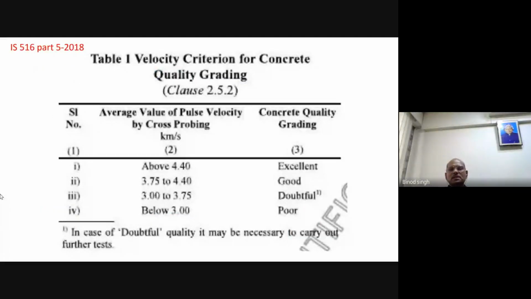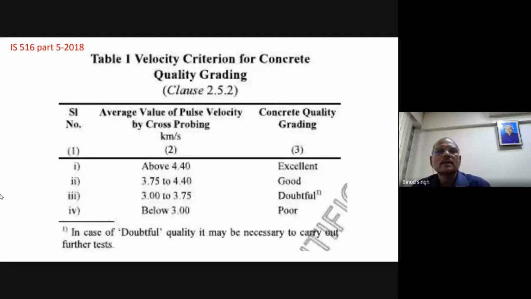If you see the latest, this has also been changed now in the 2018 code. If your average value of pulse velocity by cross probing is above 4.40, then you can say this concrete is excellent. But you can't say what the grade of concrete is. If you are getting between 3.75 to 4.4, you can say it is good. If you are getting 3 to 3.75, you can say doubtful, and below 3 is poor. In case of doubtful quality, it may be necessary to carry out further tests, meaning you have to go for the core test. Nobody is saying that you have to reject the structure directly.